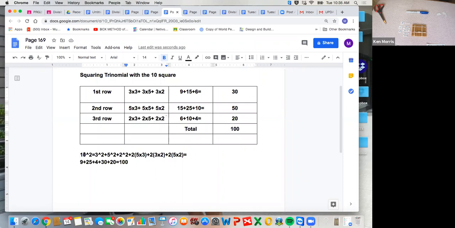All right, this should really say, it says 10 squared, but what I really want to write, not as 10 squared, what I really want to write is 3 plus 5 plus 2 squared. And there are all the terms. And when you add them together, you get 100.